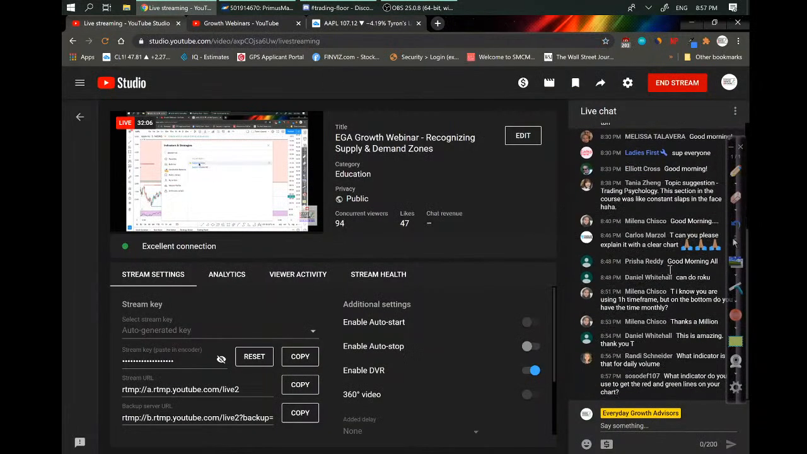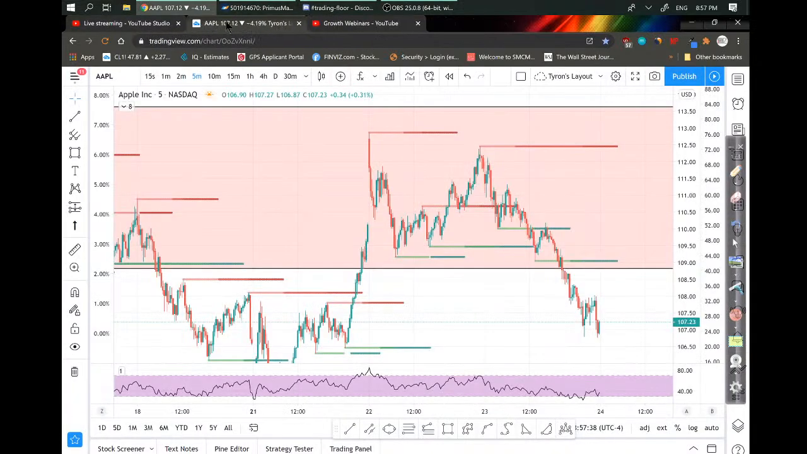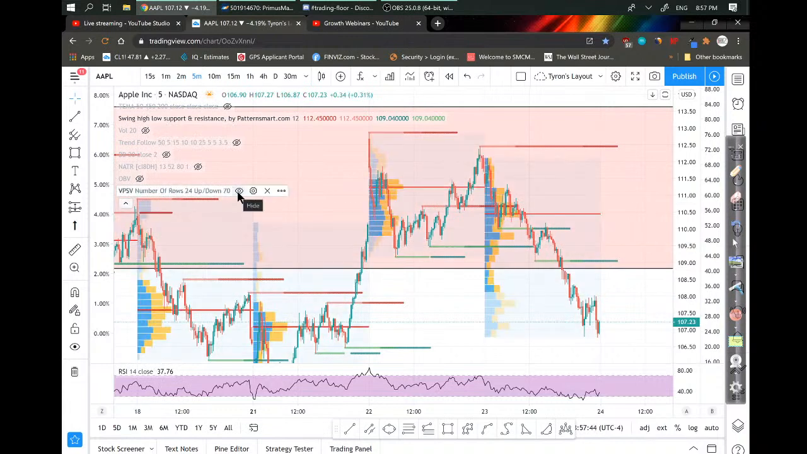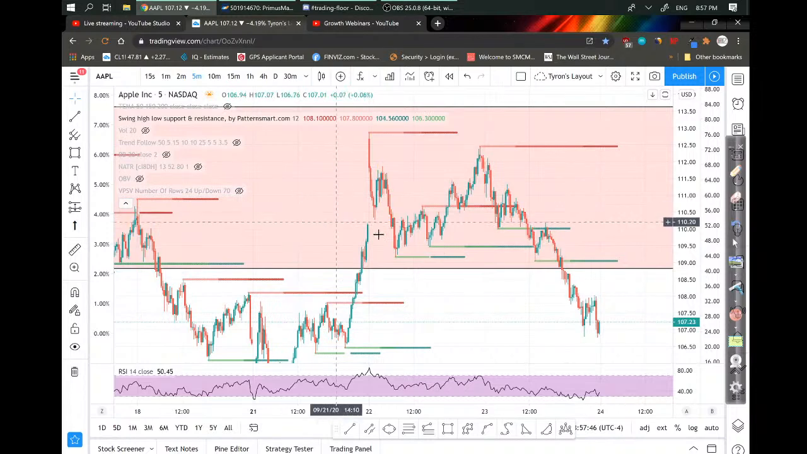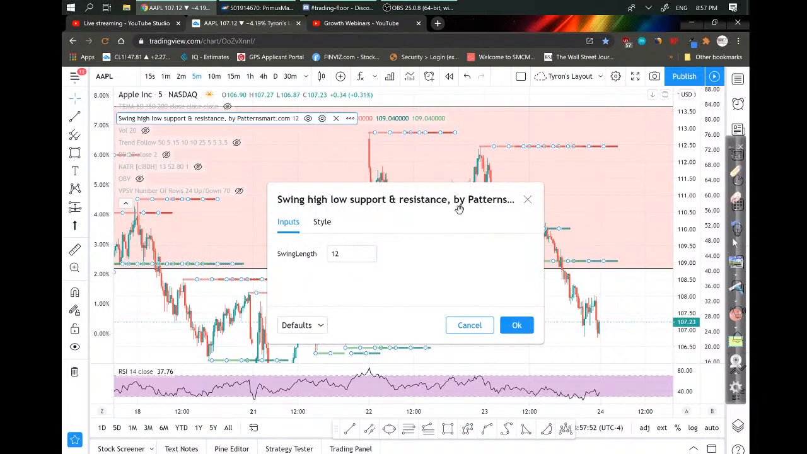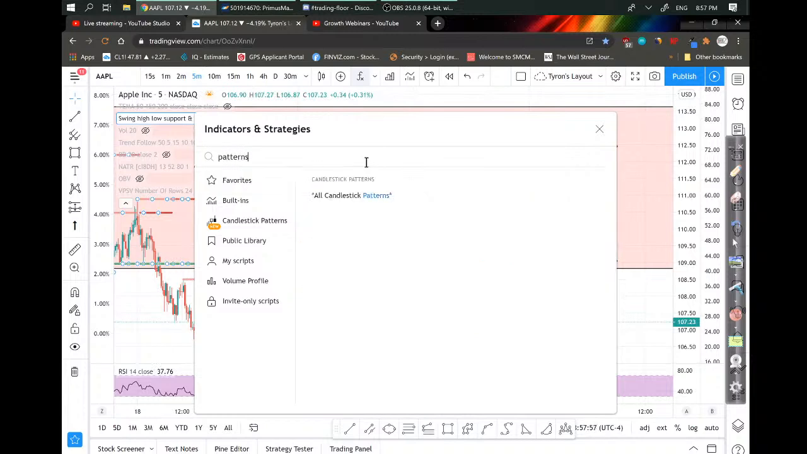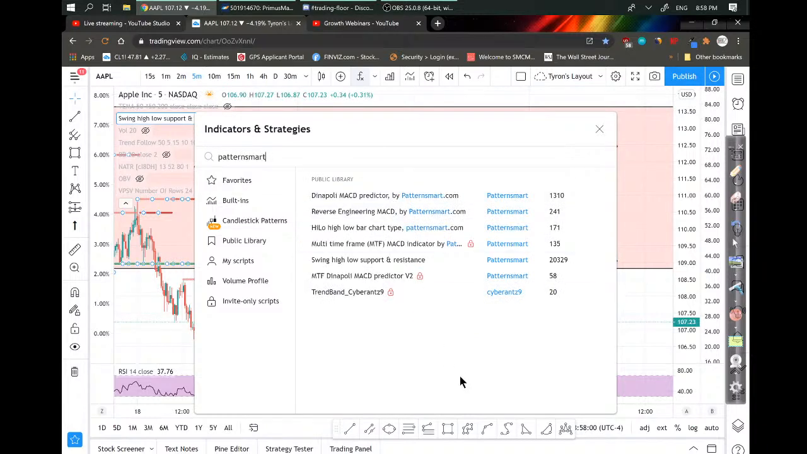Does this help you guys out a little? What indicator do you use to get the red and green lines on your chart? The red and green lines. Did you mean the red and green lines? What do you mean? Oh, this one. That's support and resistance. That's Pattern Smart. This one right here. You can just type Pattern Smart and you'll get that indicator. It's the one with the most uses, 20,329. Swing high and low support and resistance. That's the one.